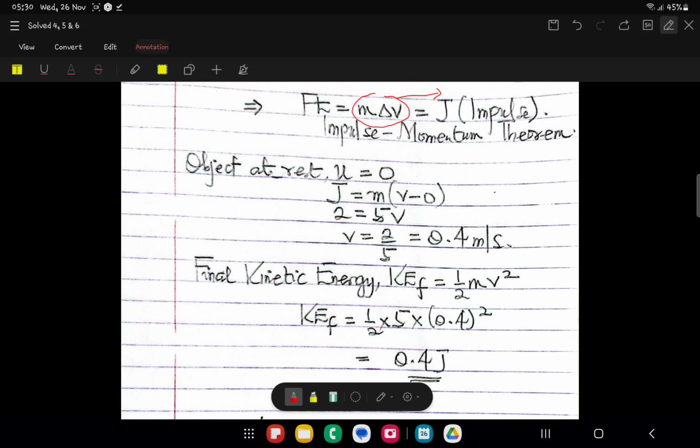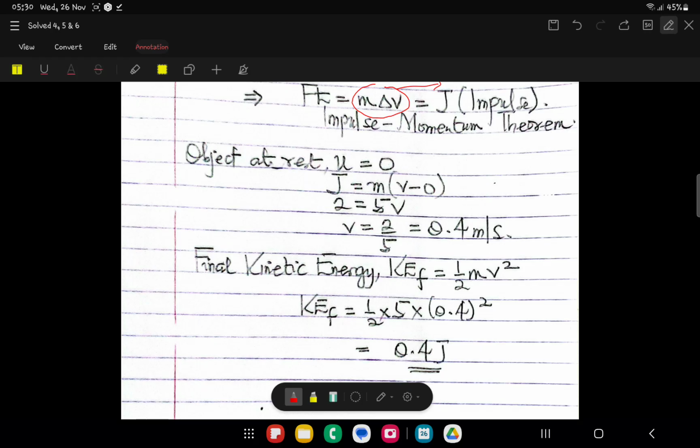Now we know that kinetic energy is given as half mv squared. So our final kinetic energy is given as half mv squared. We've just found our v to be 0.4. We fix it in the equation, and when we solve, we get our kinetic energy to be 0.40 joules.